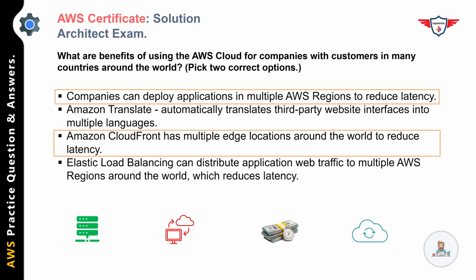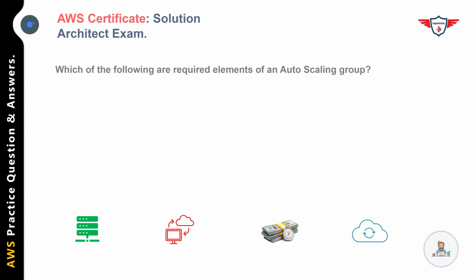The use of regions around the world will improve an application's global performance and reduce latency to users. And the second correct answer is Amazon CloudFront has multiple edge locations around the world to reduce latency. CloudFront is basically a content delivery network service that securely delivers data, video, applications, and APIs to global customers with low latency and high transfer speed.